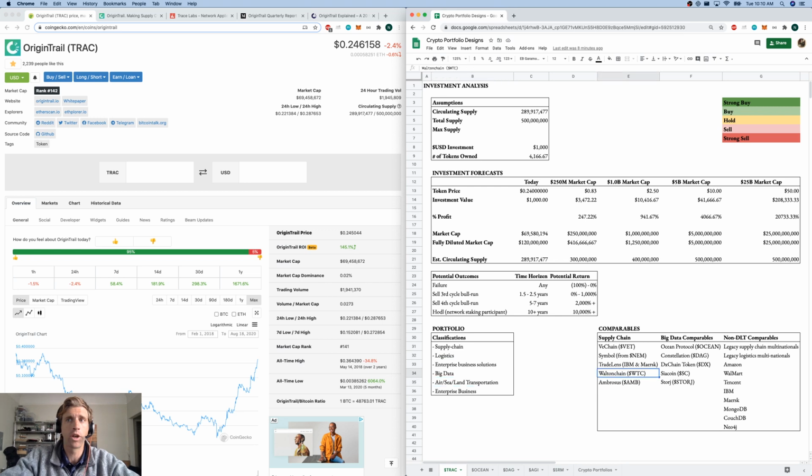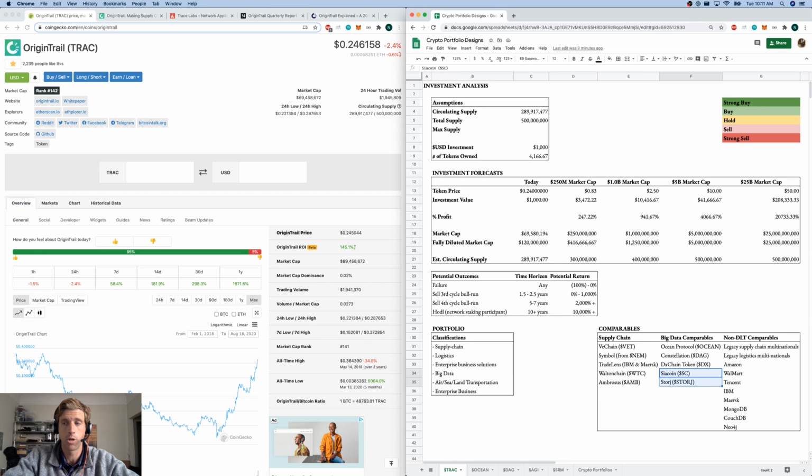Over to comparables. I looked at three different types of comparables when analyzing OriginTrail. We've got our supply chain crypto comparables: Symbol from NEM, which I hadn't seen before, TradeLens, which is actually an IBM and Maersk combination blockchain initiative, Waltonchain, and Ambrosus, which is in the retail space. We've got our big data comparables that aren't exactly touching supply chain: Constellation, Ocean, and DxChain, and then storage, Siacoin and storage.